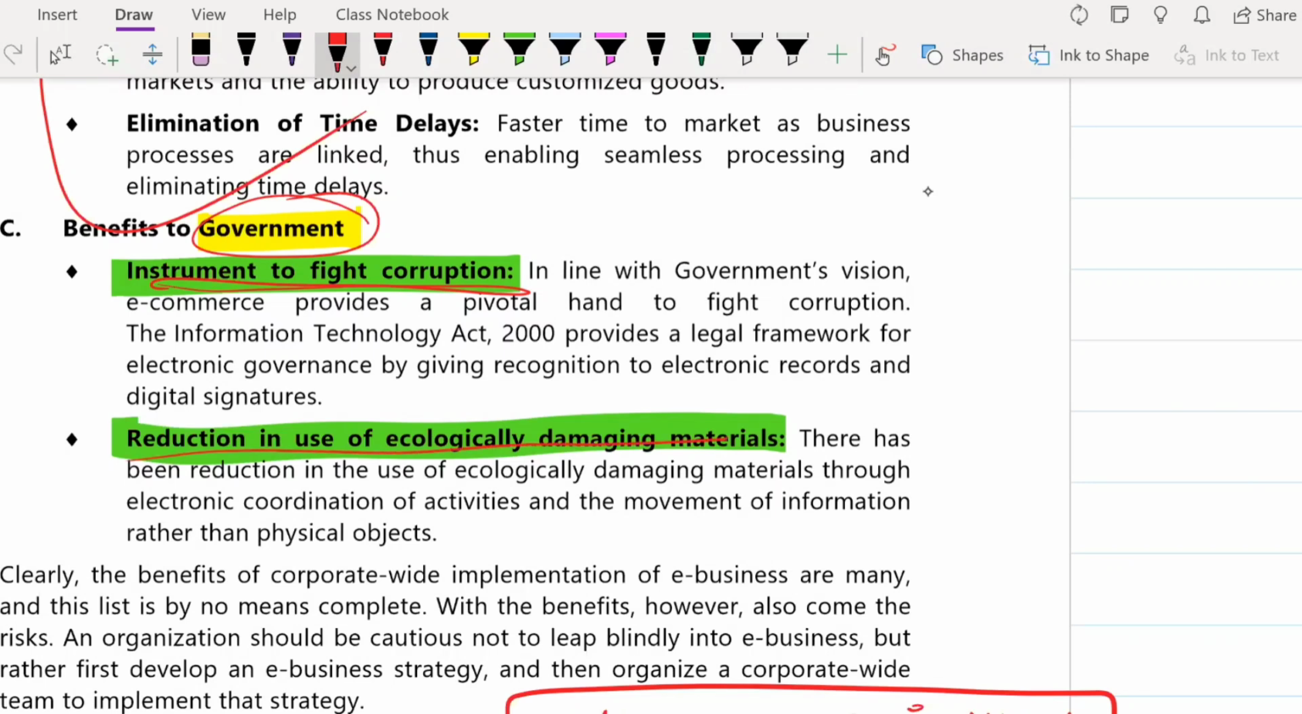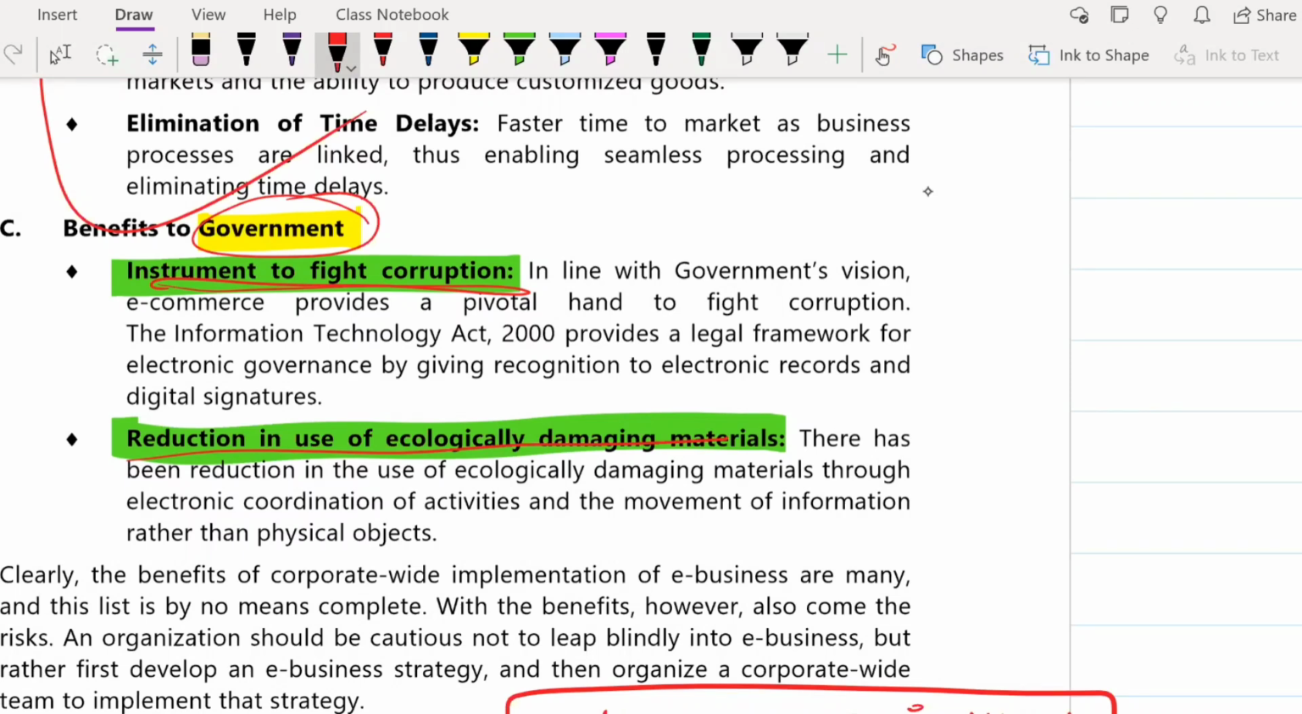Next is reduction in use of ecologically damaging materials. So this point is kind of controversial because what they say is that if you purchase offline, there will be a use of a lot of covers and bags and all of those, and that might be ecologically damaging. But if you see Amazon also, the packing materials that they use are plastics only. In recent times they might have changed it, not very sure.